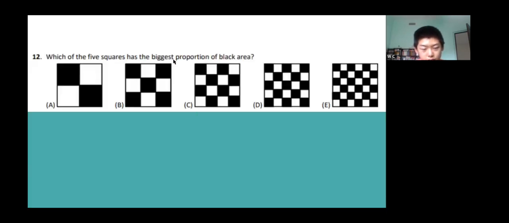So, first question: which of the 5 squares below has the greatest proportion of black area? If you get the answer, please tell me in the chat. It usually takes 2 to 3 minutes to solve this.